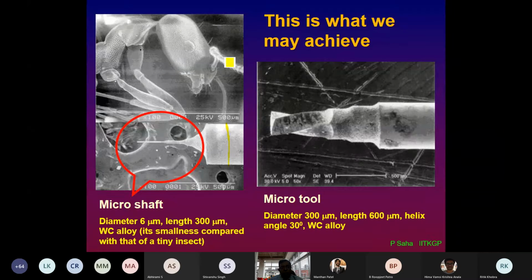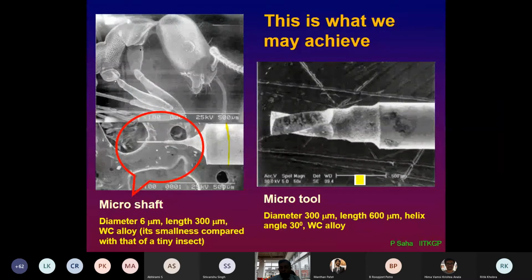Both are shown under the scanning electron microscope. Now with such a small tool, as I said, by maneuvering the tool I can create a lot of shapes. So this is what we may achieve. This is another micro tool we have created, similar to a twisted drill. This diameter is around 300 micron. The length, from this distance to this distance, is around 600 micron, and the helix angle is around 30 degrees.